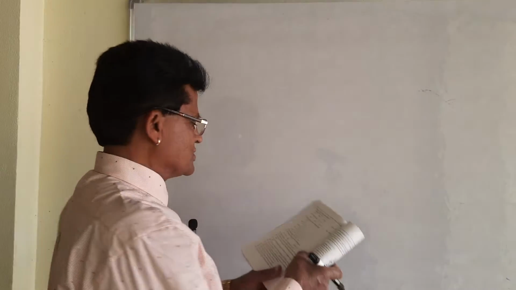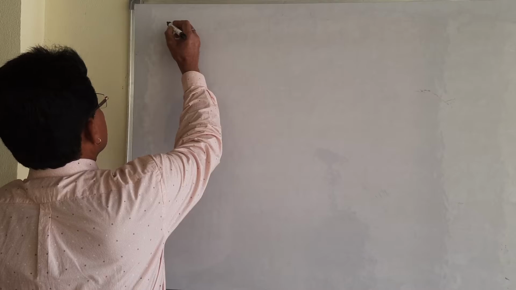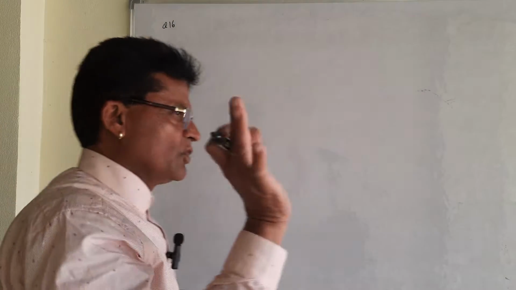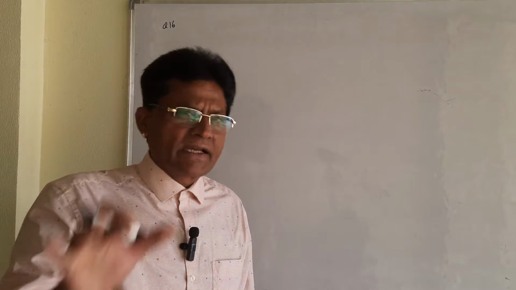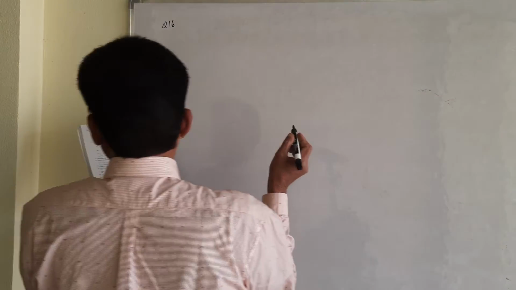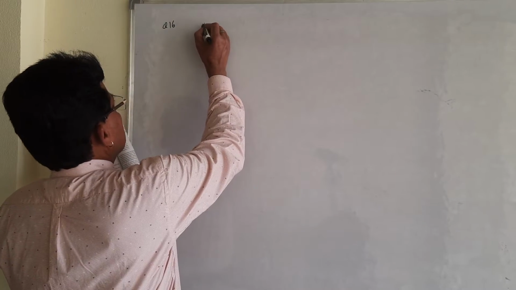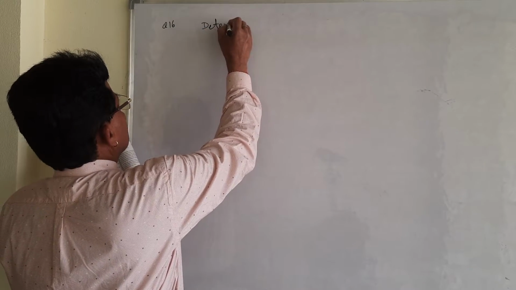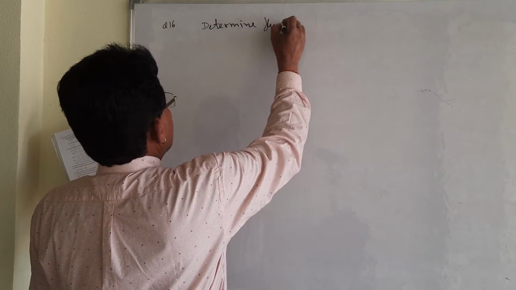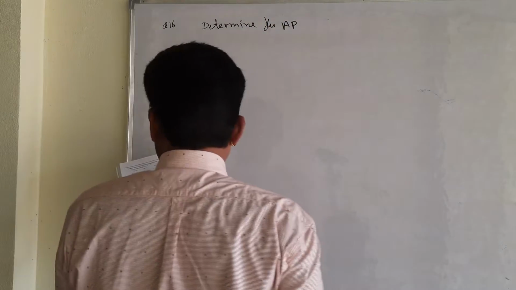Okay, let me take question number 16 from the NCERT book. I told you already about such type of question. Once again I am telling so that you may understand it properly. Question number 16: determine the AP. AP means arithmetic progression, you will have to determine.